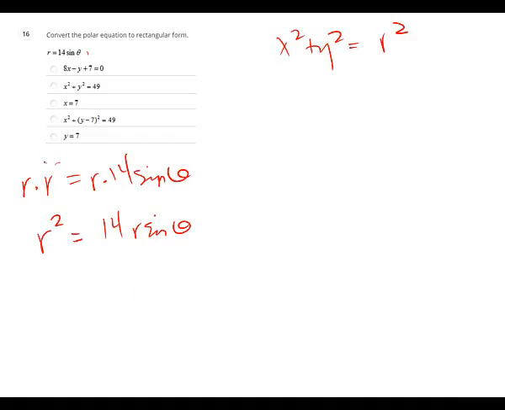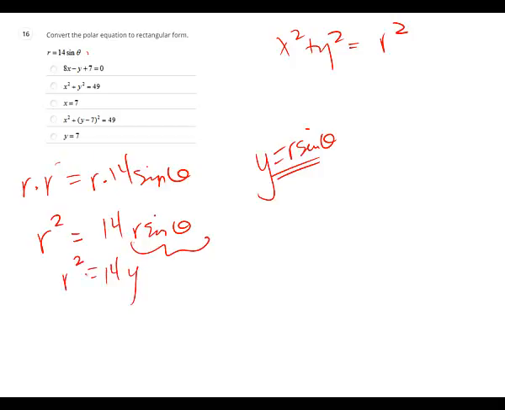All I did was rearrange. I started by multiplying both sides by r. You can do that? Yeah. You can do that. Okay? Now, this piece here, r sine theta, is the same as y, isn't it? That's one of our formulas. So I can replace this piece with y. So it's 14y equals r squared. And then I'm going to plug it into here. So x squared plus y squared equals 14y. Is that one of our choices? Not so much.